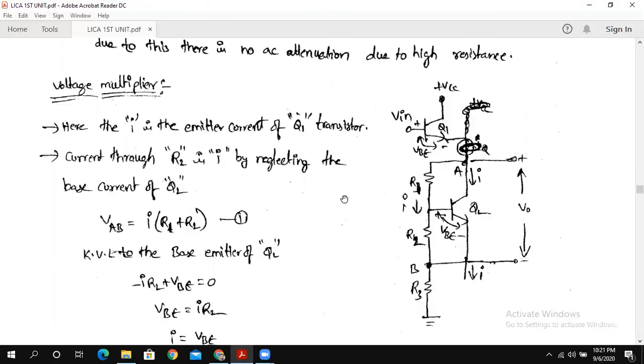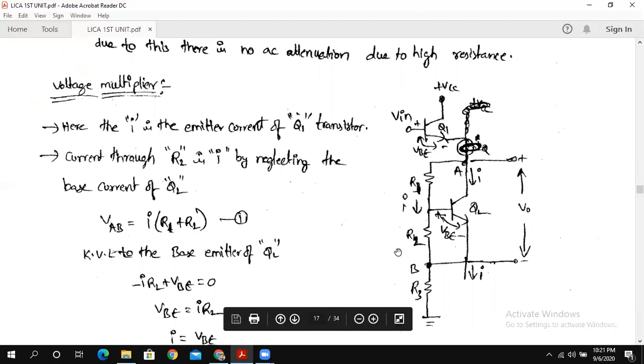So another circuit is also there, that is the voltage multiplier circuit. So this is a voltage multiplier circuit. Here you can see this is the input transistor we are going to use for shifting the level, to which we are going to give the input Vin, and this is the Q1 transistor, this is VBE, and to this emitter we are going to connect this circuit. We are going to take the output between the collector terminal and emitter terminal of the Q2 transistor. Now we are going to see how this circuit works.